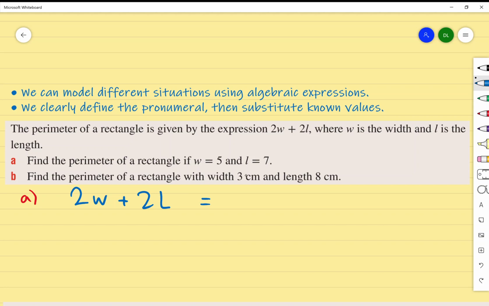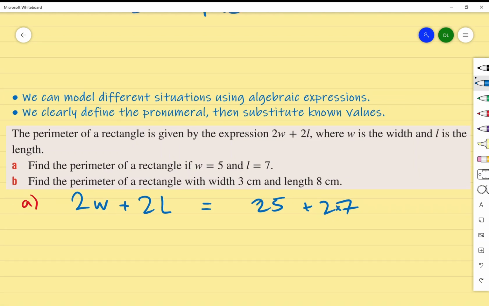Now I can't just write 2, 5 plus 2, 7. Of course not, because we know that if there's no operation in the middle, it's a multiply. So 2 times 5 and 2 times 7.